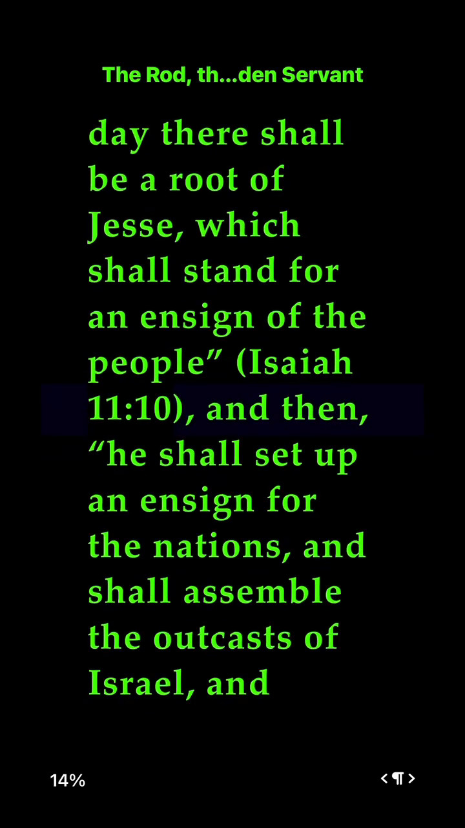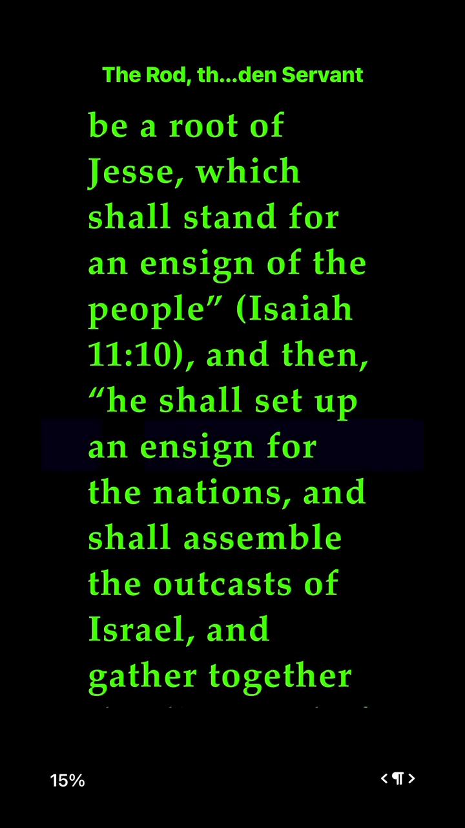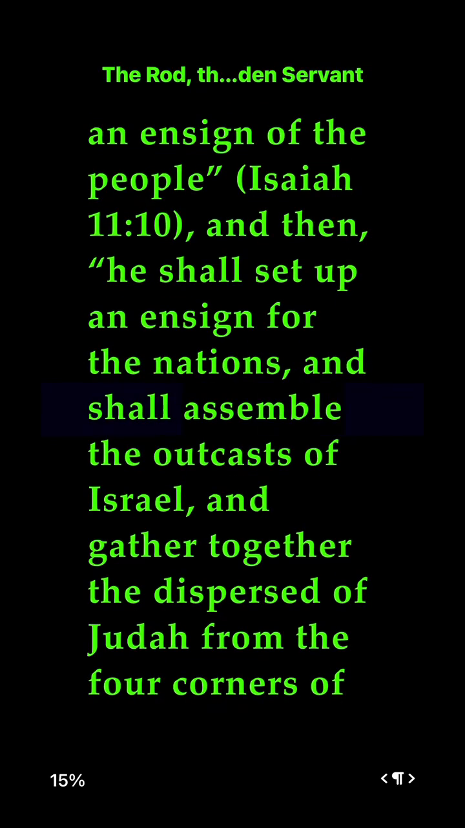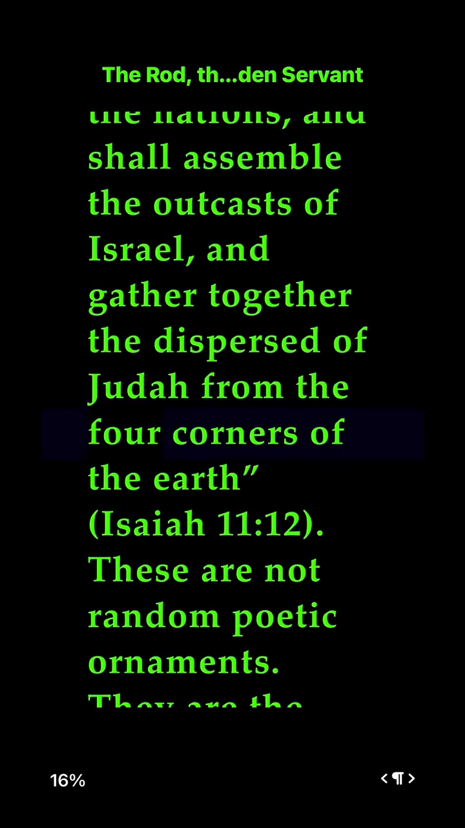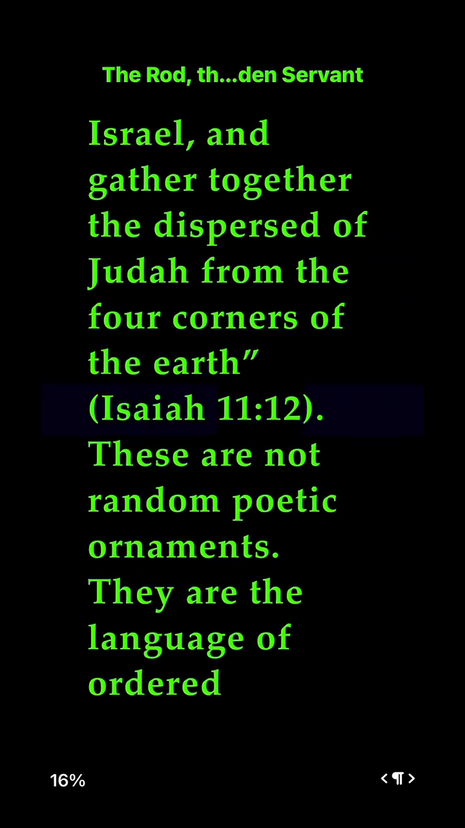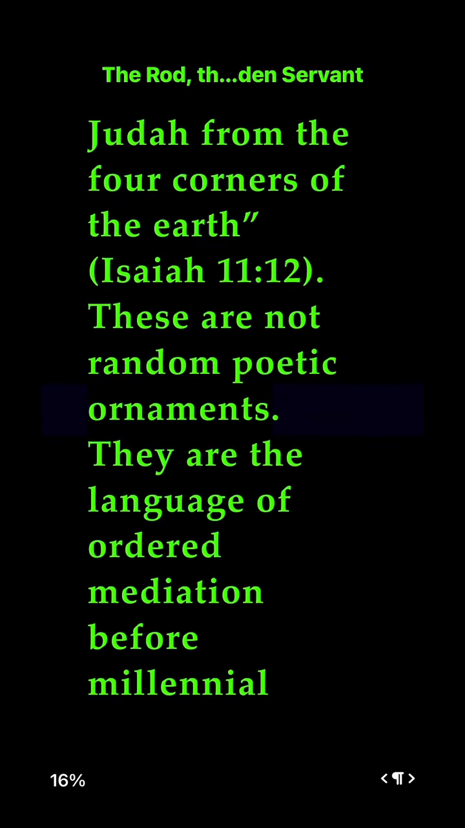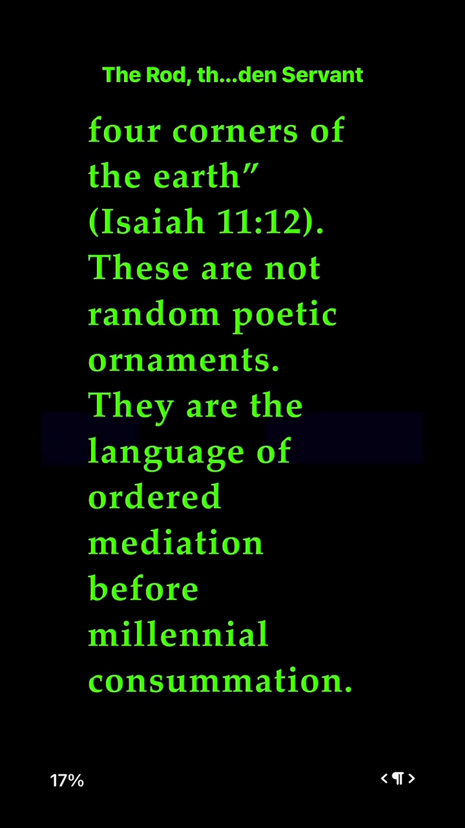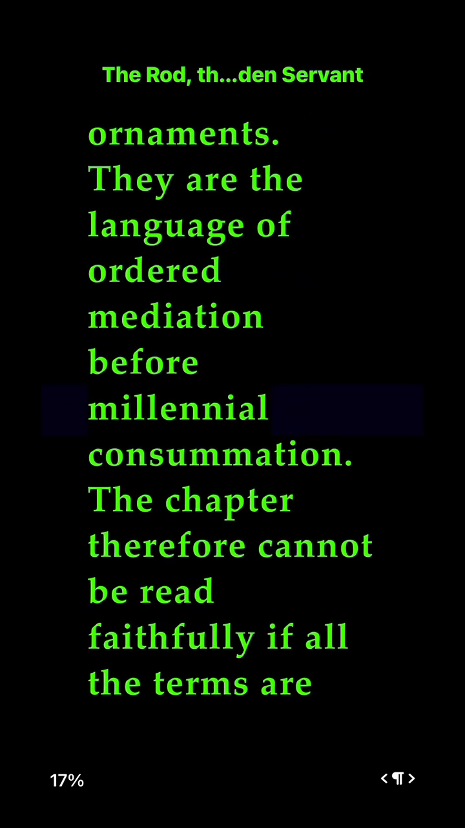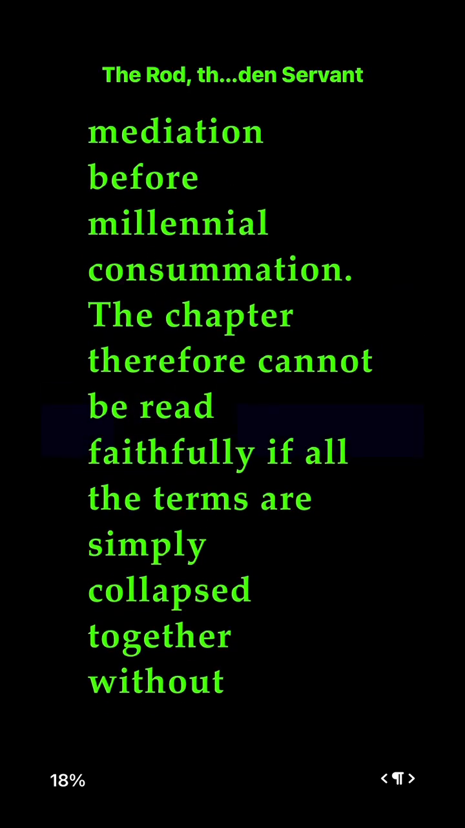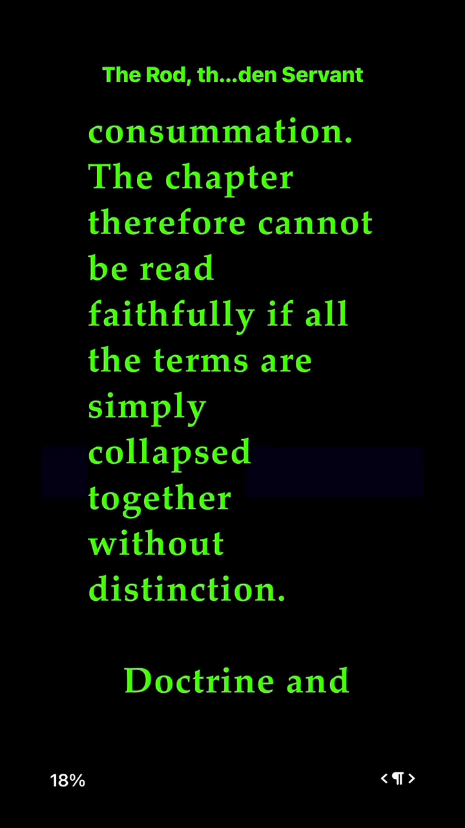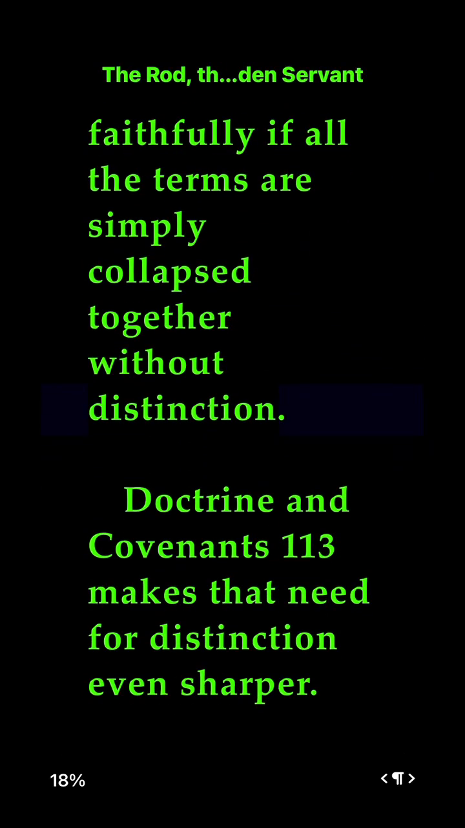Isaiah 11:10. And then, "He shall set up an ensign for the nations, and shall assemble the outcasts of Israel, and gather together the dispersed of Judah from the four corners of the earth." Isaiah 11:12. These are not random poetic ornaments. They are the language of ordered mediation before millennial consummation. The chapter therefore cannot be read faithfully if all the terms are simply collapsed together without distinction.